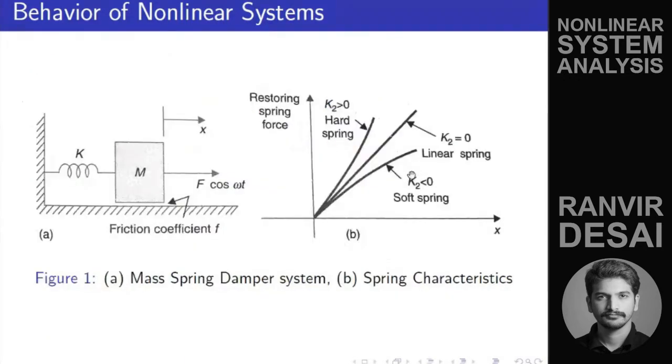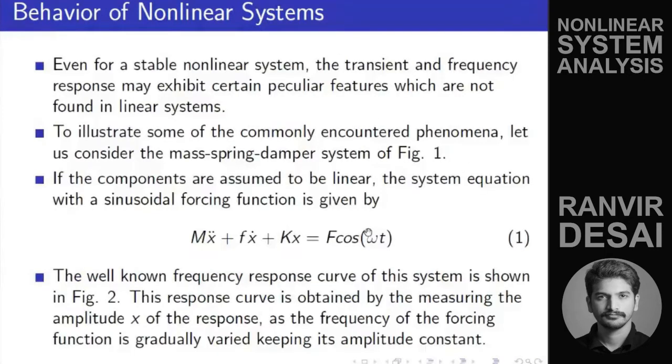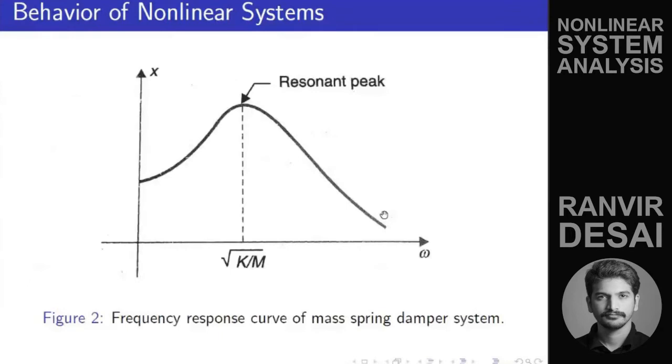This is the frequency response curve. With respect to omega, if you go on increasing omega and observe x, the maximum x that it deviates will be here, for omega equal to square root of k by m. You can find this out, but just consider that there is a system that exhibits this behavior.